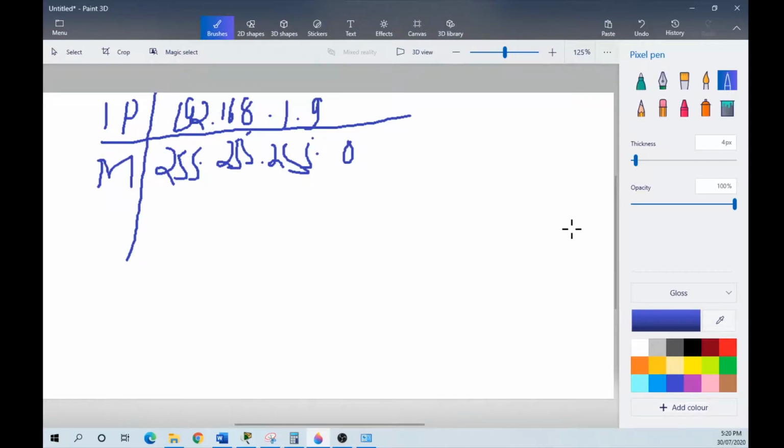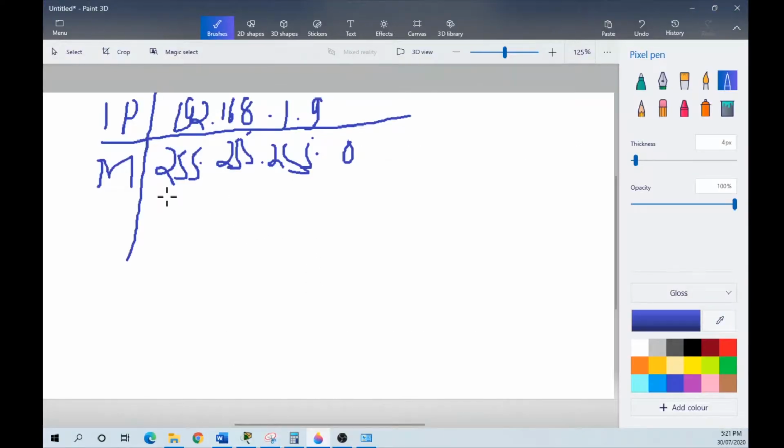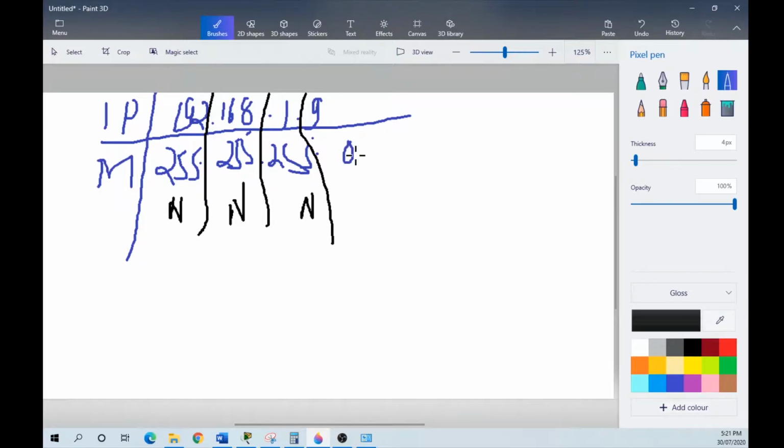Let's see how to separate the network from host. The subnet mask does exactly this. It is used to divide an IP address into two parts. One part is the host, that may be the computer or any network end device, and the other part is the network where it belongs. In my case, in the first octet, the mask is 255. That means all the bits are turned on, so this should be considered as network. The same thing happens to the second octet and the third octet. In the last octet the value is 0, so it will be host.